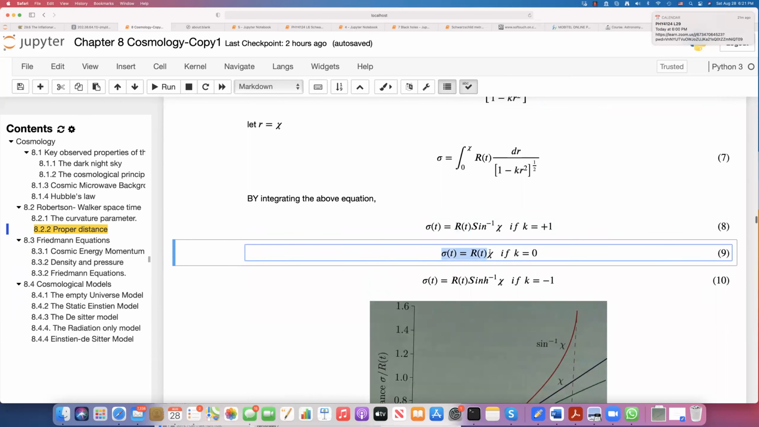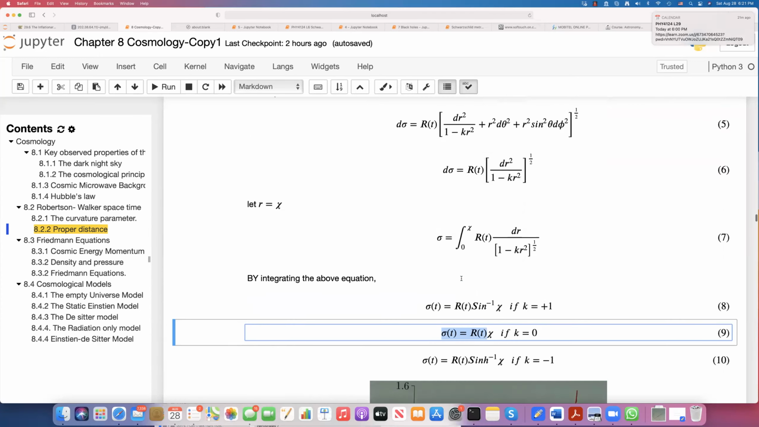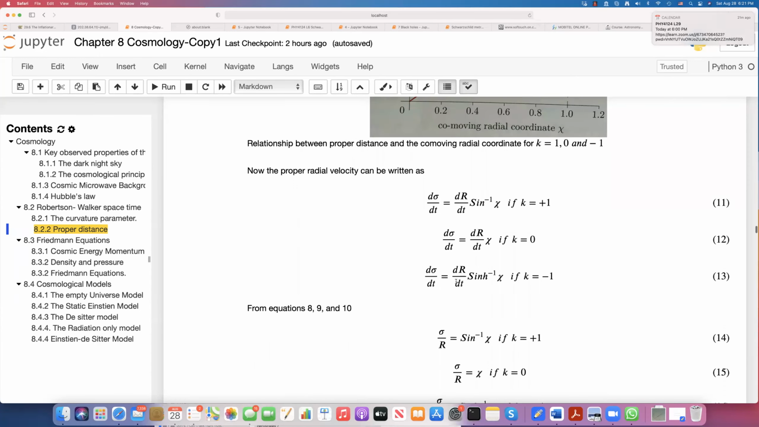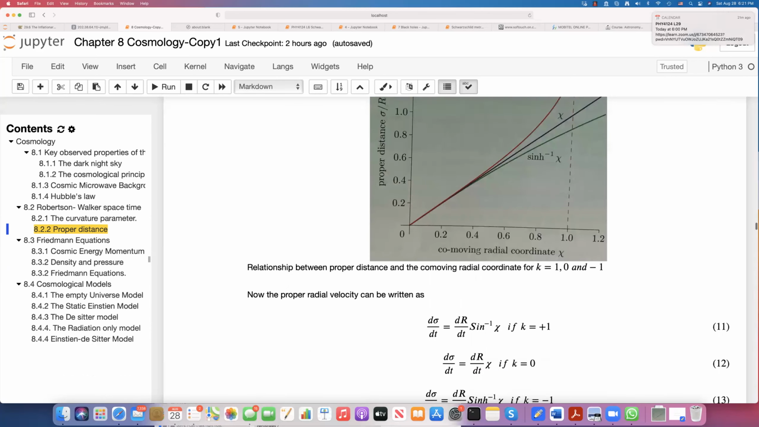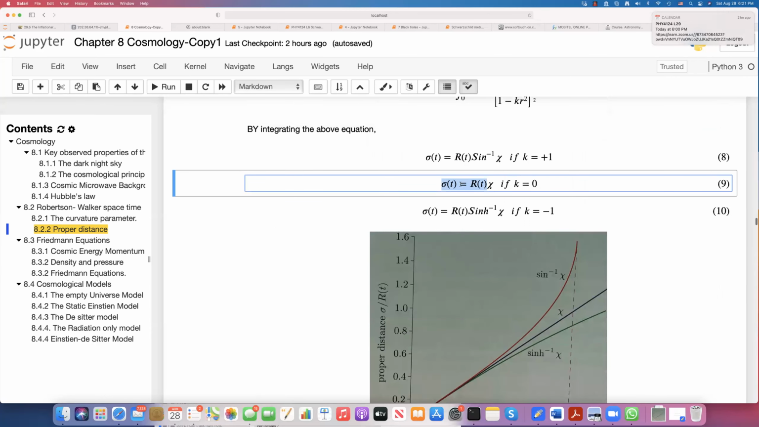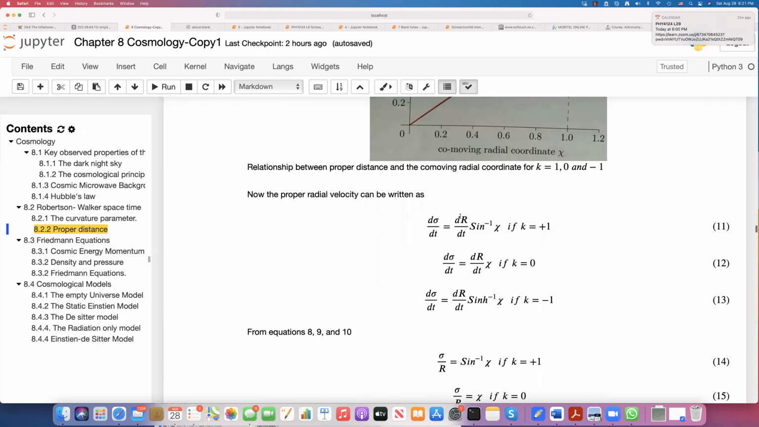For equation 9, you again differentiate with respect to time. So what you get is d sigma over dt, which will be equal to dR over dt times chi again. That is for the flat space, k equals 0. And you will get a similar type of equation for the third case as well, right? So those are the three equations that I have written here. Just take equations 8, 9, and 10, and differentiate each with respect to time to get these three equations.